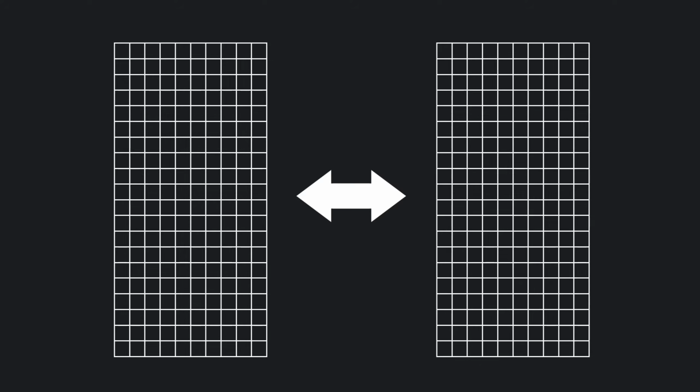To represent the grid, we will use a two-dimensional array. In our implementation, empty cells will be represented by the value 0.